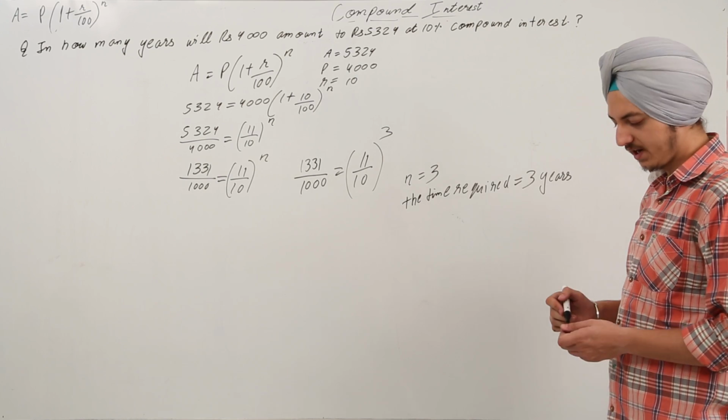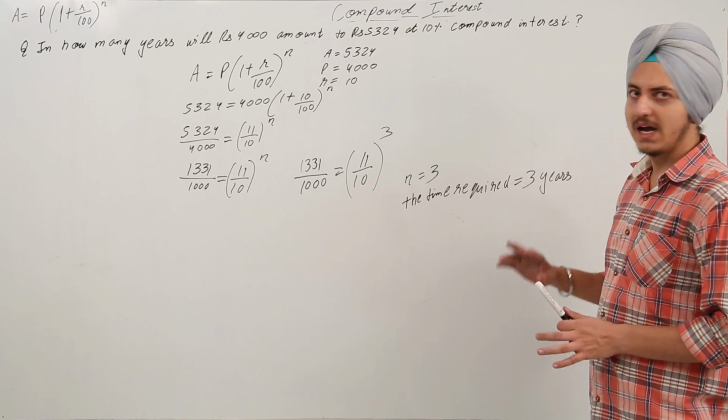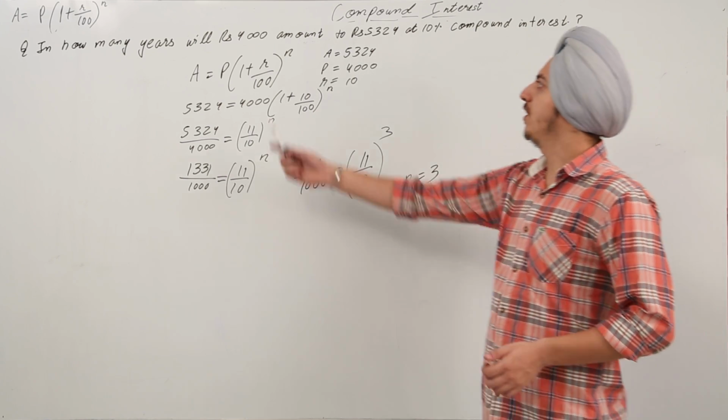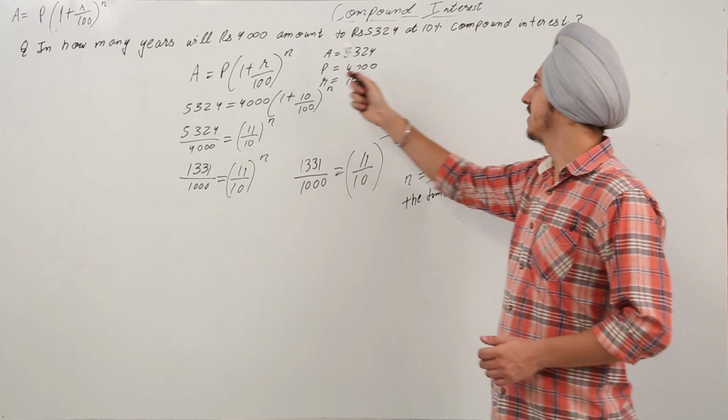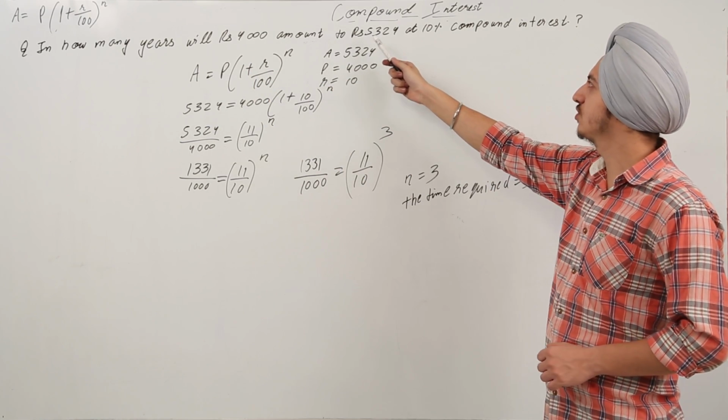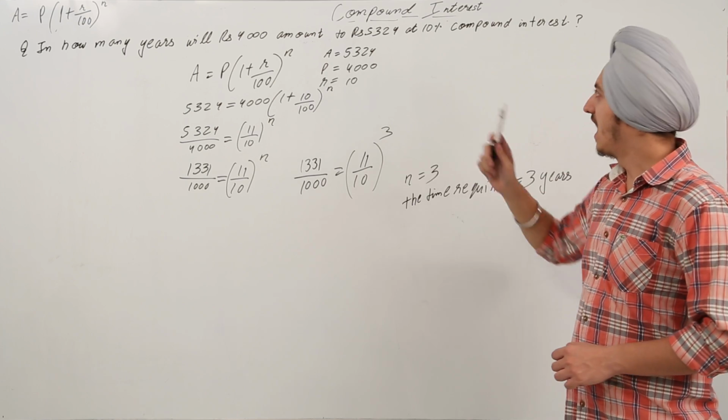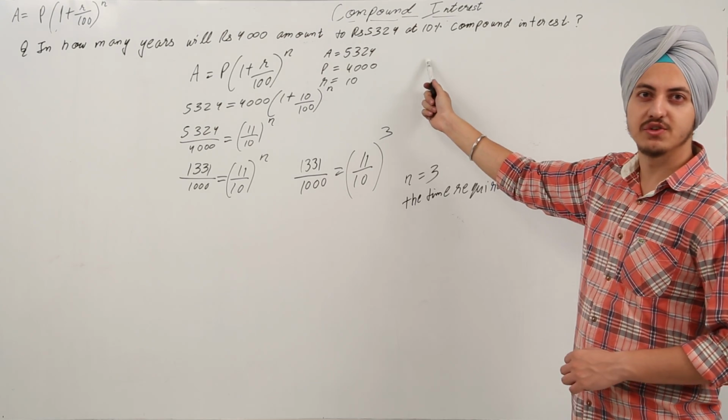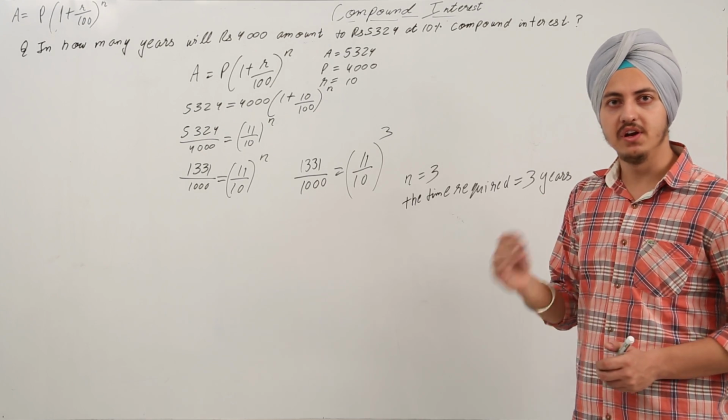So the time required is equal to 3 years. That means a principal of 4,000 will result to rupees 5,324 after 3 years at a rate of interest of 10% compounded annually.